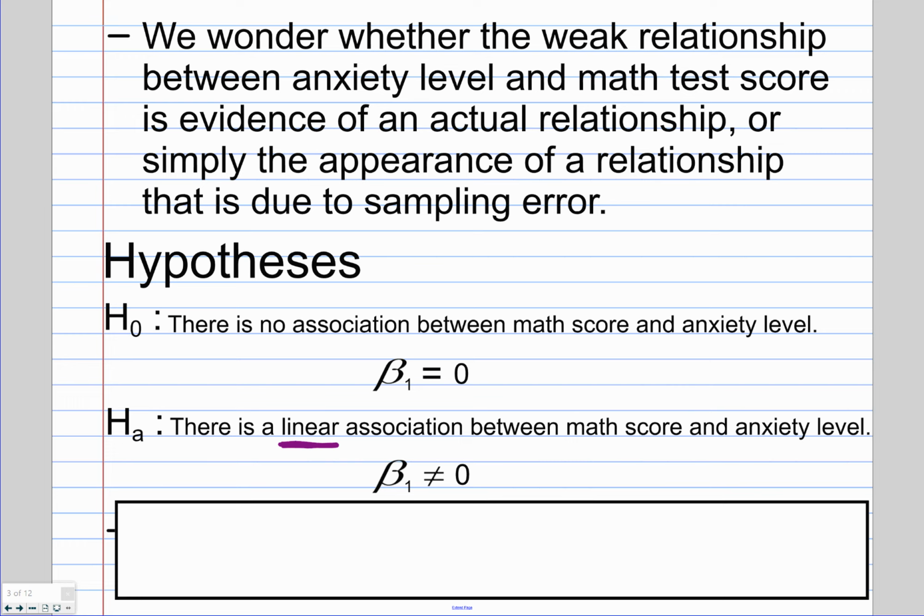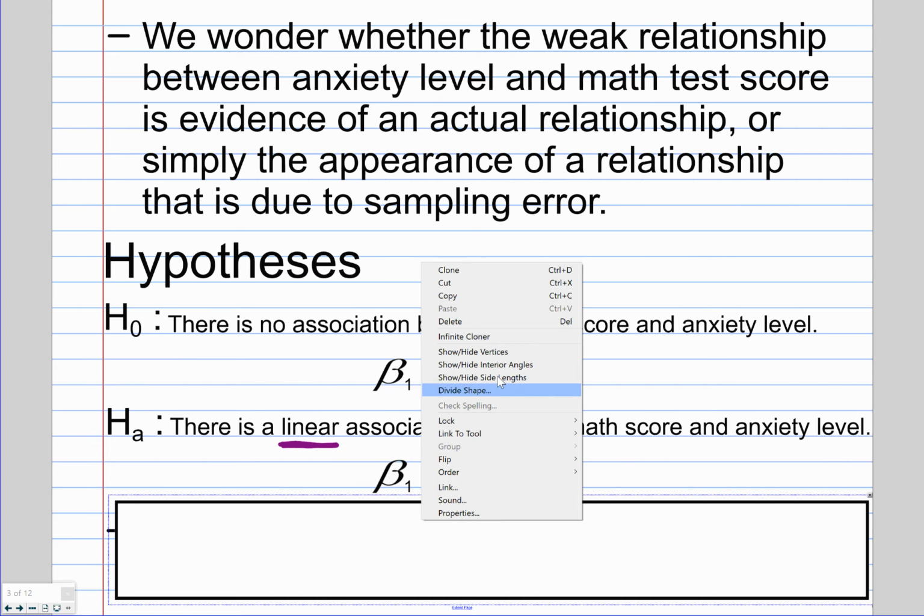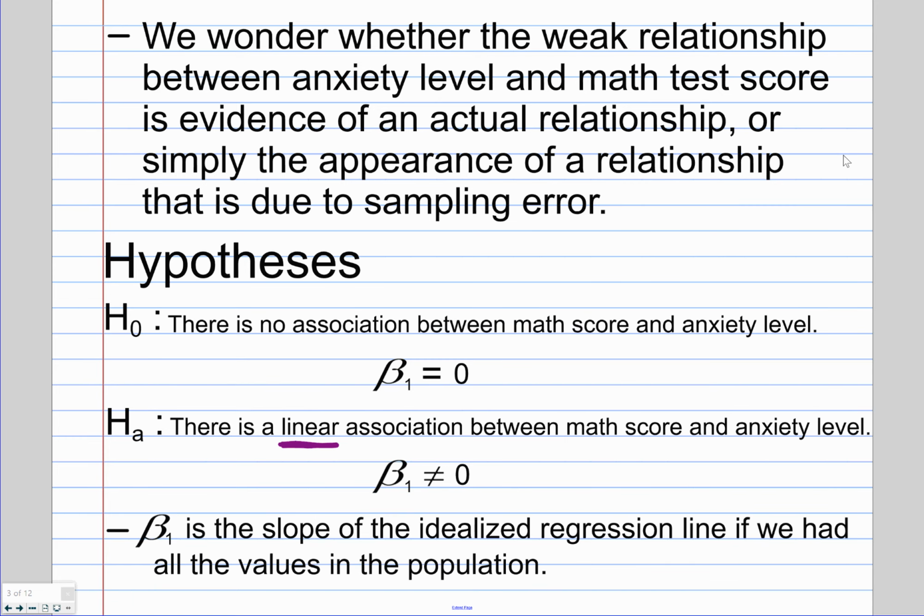Are there any questions on the hypotheses? Do you see that capital beta? This little guy here explains what beta is. This is the idealized slope for the regression line if we had all of the data, the entire population's worth. You never will. So that's why you'll notice with my symbols, I assume that there's no association, so that beta sub 1 is 0, no slope. And the alternative is that there is a slope, that it's not equal to 0.